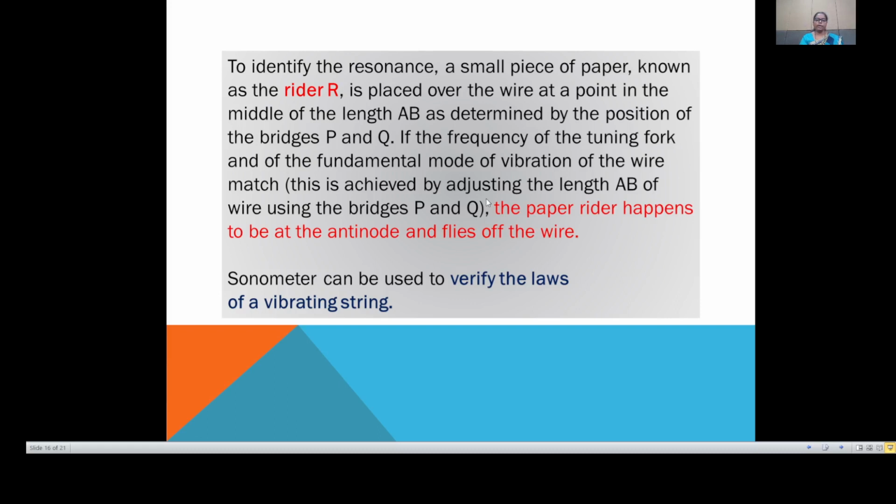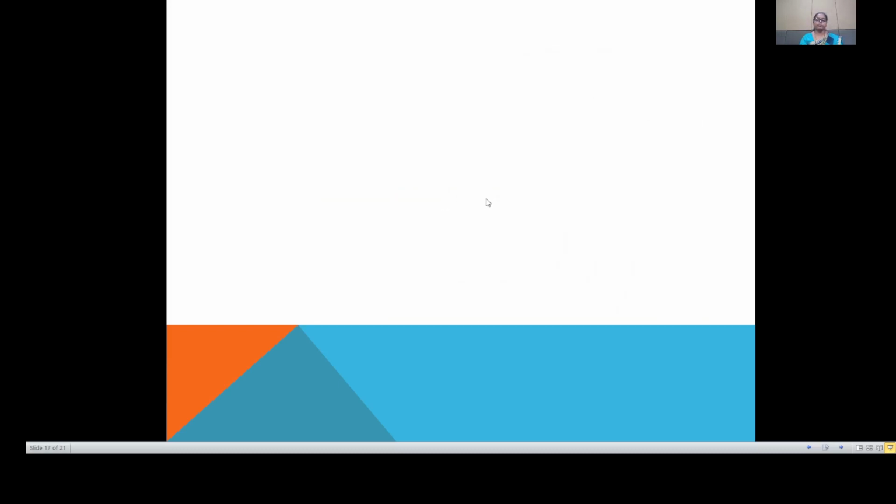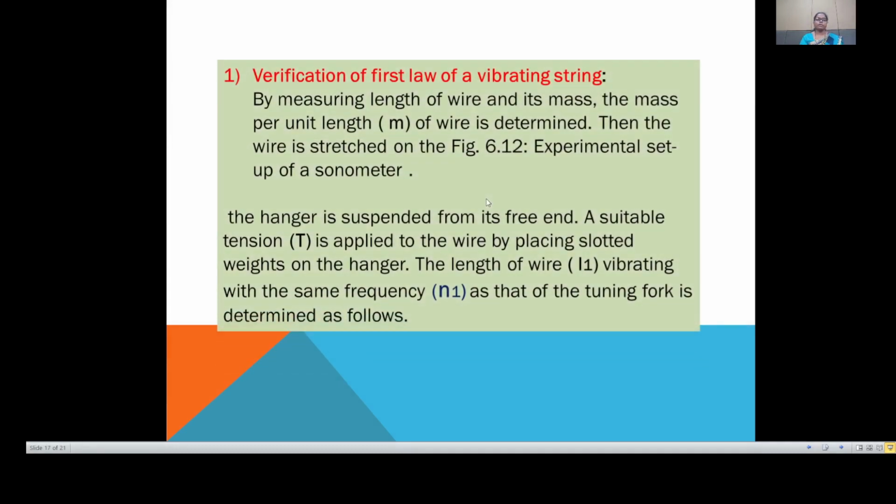The sonometer can be used to verify the laws of vibrating strings. First, verification of the first law of vibrating string. By measuring the length of the wire and its mass, the mass per unit length m of the wire is determined. Then the wire is stretched on the experimental setup of a sonometer.